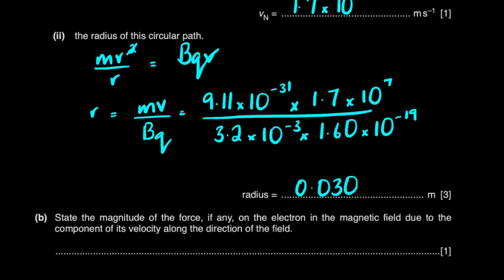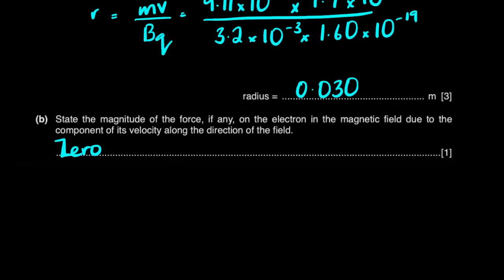State the magnitude of the force, if any, on the electron in the magnetic field due to the component of its velocity along the direction of the field. So does the velocity in the direction of the field cause any magnetic force? The answer is no. So it's zero force, right? It's no force at all. We talked about this in one of the lectures, if you remember. We said there are two ways in which a charge could not experience a force in the magnetic field. One is if it's not moving, or the other one is if it's moving, but it's moving along the direction of the field, so parallel to the field.